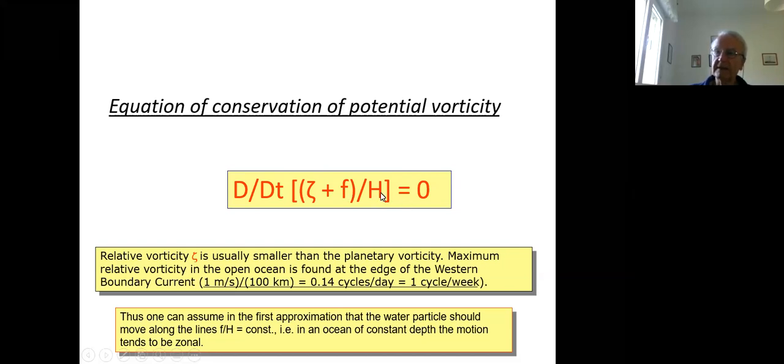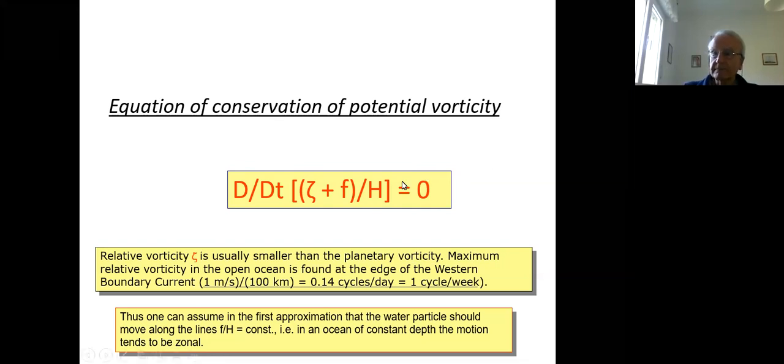In other words, that means that if the particle has been forced to go into the shallower water, it will turn automatically toward the equator in order to satisfy this equation, d/dt of f over h is equal to 0, or vice versa. If the particle is moving toward the deeper water, it will automatically go northward toward the area where the planetary vorticity is higher.